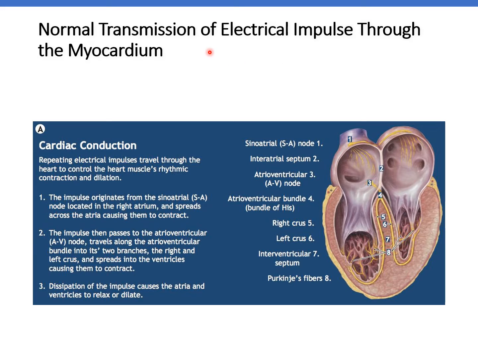So here's normal transmission of an electrical impulse through the myocardium. We just talked about this a couple slides ago, but again, if you want a bit more of a visual to this, it shows you number 1 where that sinoatrial node is, and it follows all the way down to number 8, which is the Purkinje fibers in the ventricles. So this might be a nice little summary for you guys for a normal transmission of electrical impulse through the heart.